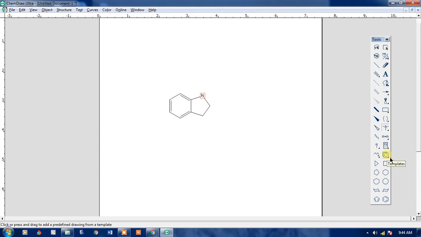Like I can draw the 7-member ring also. Like this is a 7-member ring also. Like you can also draw the structure by writing the name only.